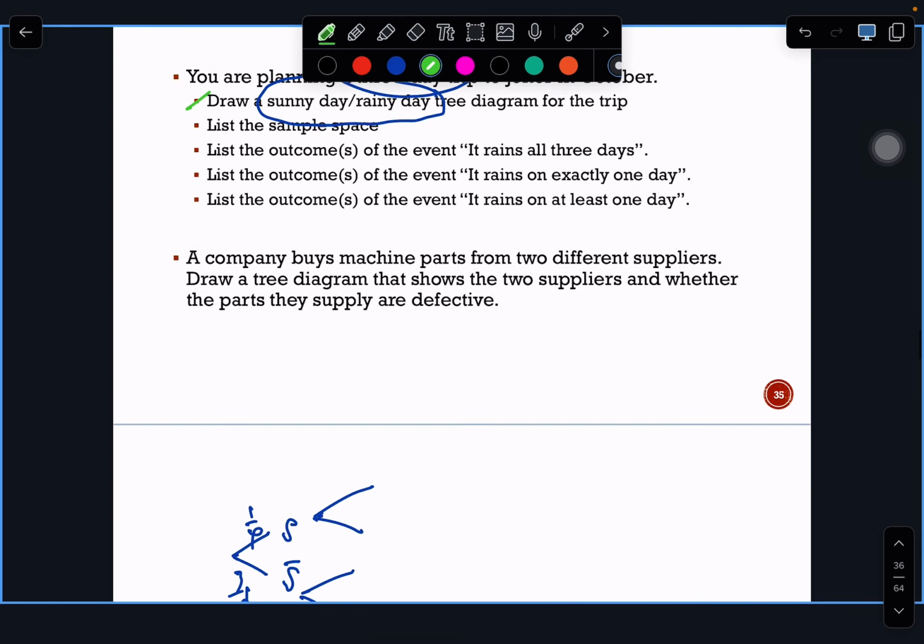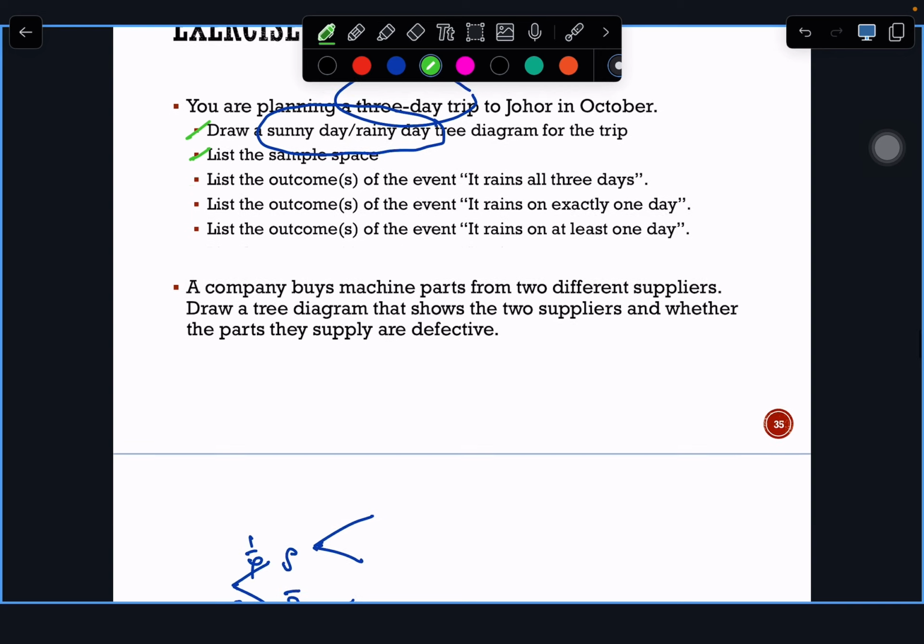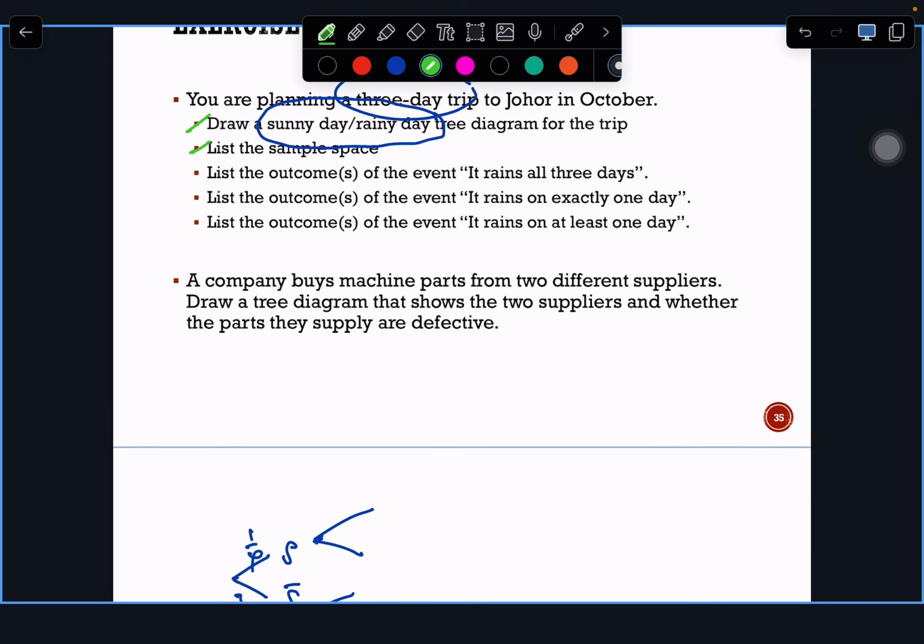Okay, so we are done with question 2. Question 3 says list the outcomes of the event it rains all 3 days. This one is very precise. In probability, you have to understand the words very precisely, because if you don't, it may mean something else. So what does it mean here?